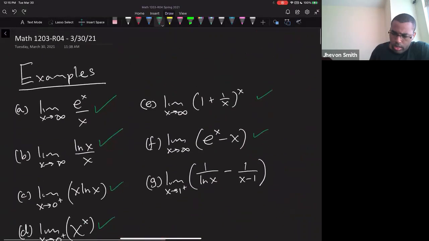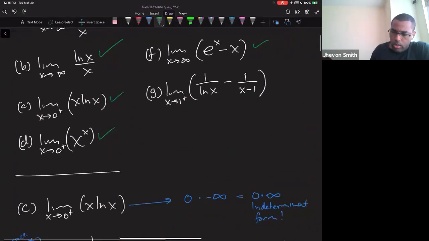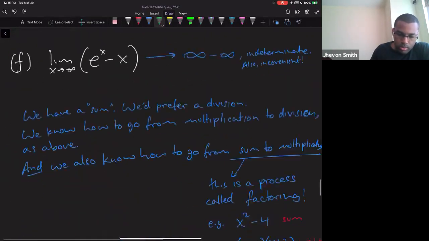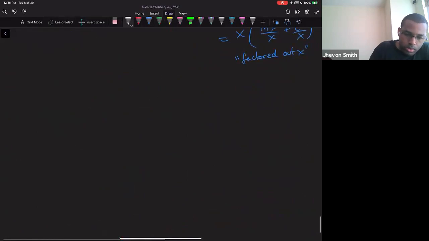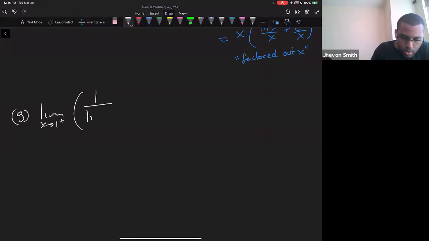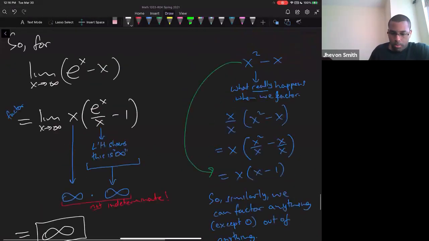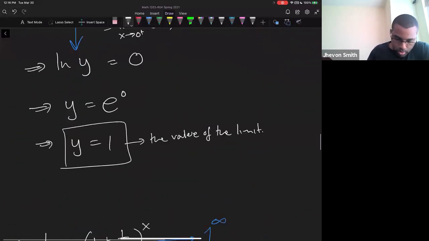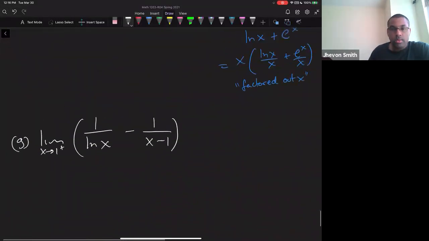Where else are we? G, the limit as x approaches 1 from the right of 1 over ln x minus 1 over x minus 1. Okay. All right. So we have this one.